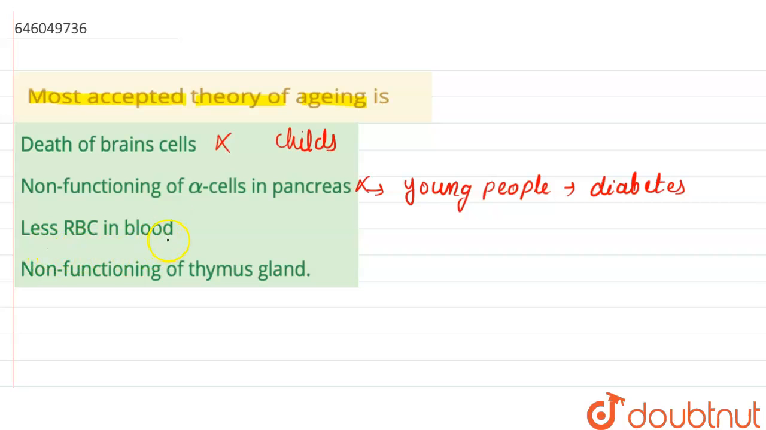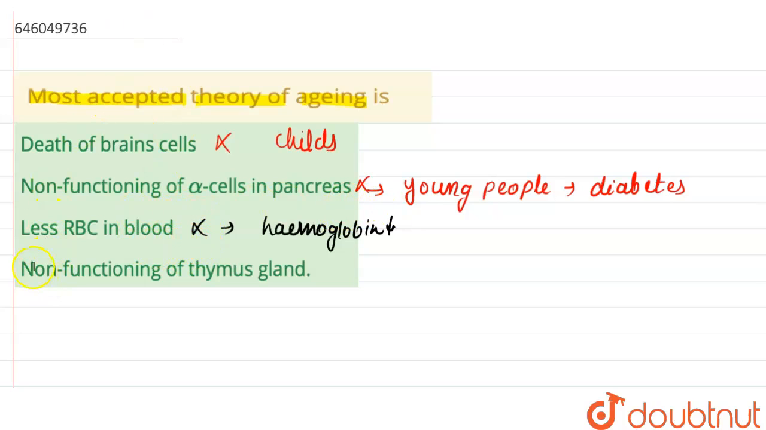Third is less RBC in blood, right? This option is also incorrect, as less RBC in blood is due to hemoglobin, right? And it can occur in people of any age group. That's why it's also an incorrect option.